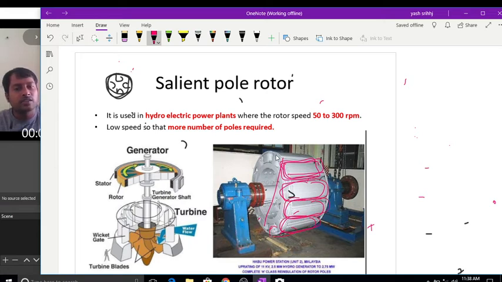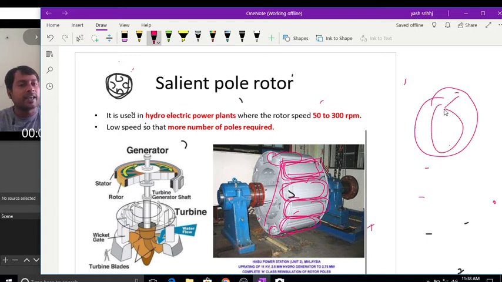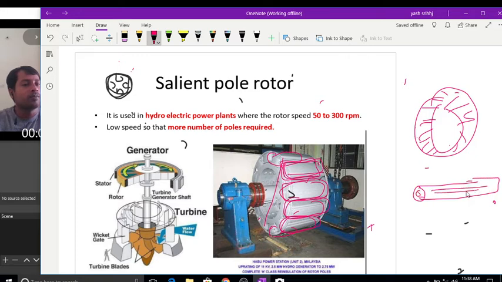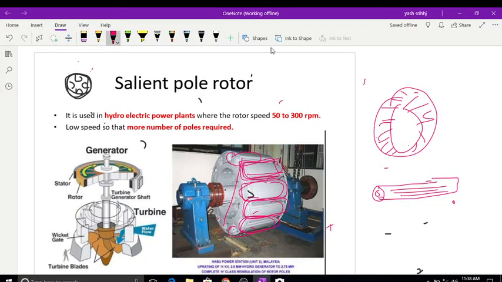So here the winding is placed in the slots of the stator, but the diameter is more and the axial length is less. But in the non-salient pole, the diameter is less, but the axial length is more. So that here we can compensate the winding. For the same rating we can use a salient pole and a non-salient pole. But here the diameter is less, whereas the diameter is more in the salient pole.